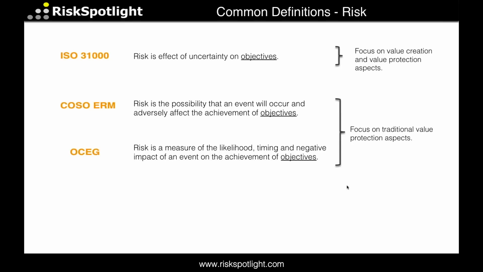And OCEG, the Open Compliance and Ethics Group, is another global organization which has defined best practices for governance, risk, and compliance. They define risk as a measure of the likelihood, timing, and negative impact of an event on the achievement of objectives. So again, they're focusing on the negative impact. Both COSO and OCEG focus on the more traditional way we have looked at risk, from a negative perspective. ISO 31000 offers a much broader definition which focuses on both the value creation and the value protection aspect. So it doesn't say that risk is only something bad.